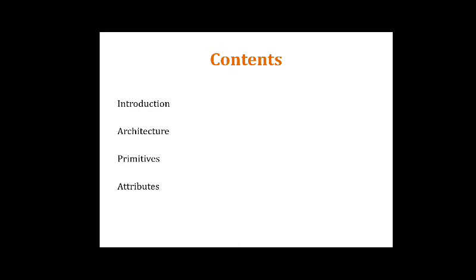After this we again have one assignment on OpenGL, the second last assignment on OpenGL. So we have to learn the installation of OpenGL. It is a very important topic from the syllabus point of view and also from the practical point of view. So let's see the content we are going to cover here: the introduction, its architecture, then the primitives required and the attributes of OpenGL.